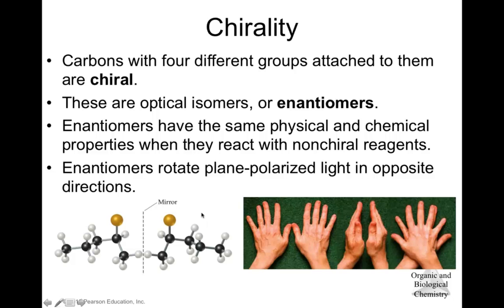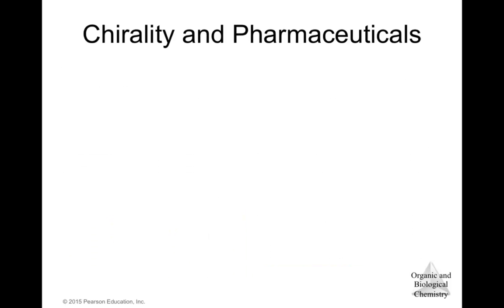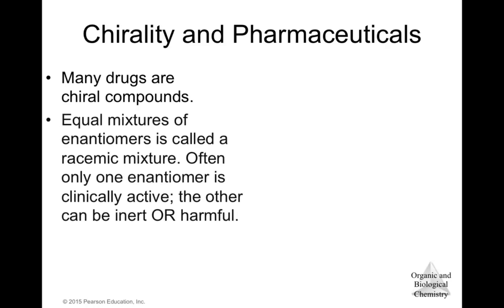And why is this important? This is important specifically for the development of drugs. Many drugs are chiral compounds. An equal mixture of enantiomers is called a racemic mixture. Often, only one enantiomer is clinically active, and the other one can be inert or harmful.